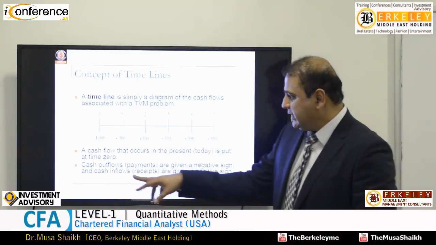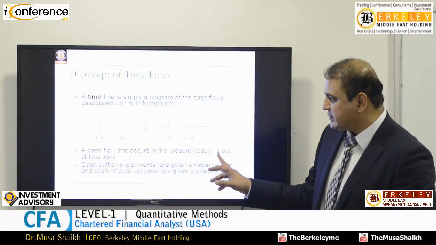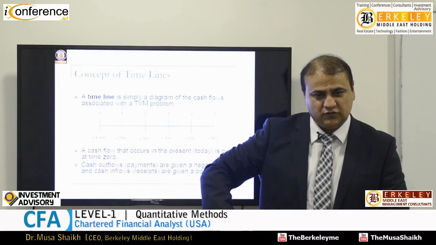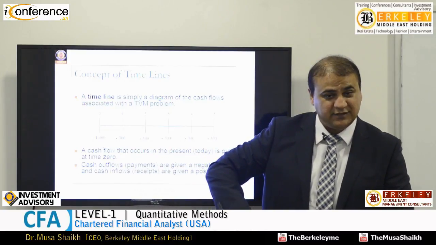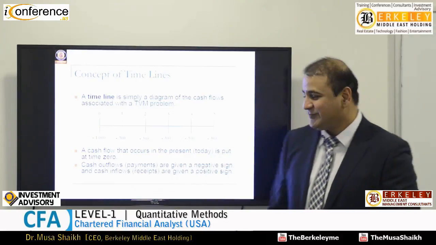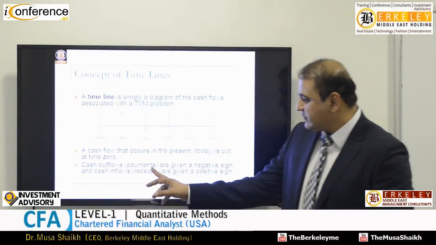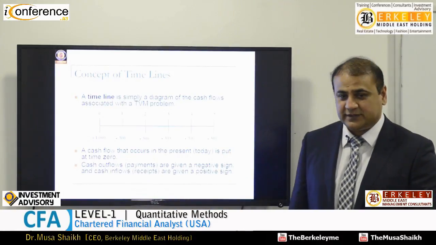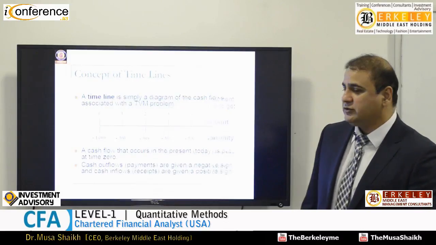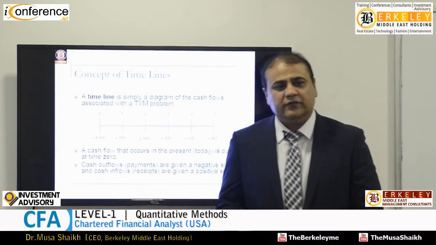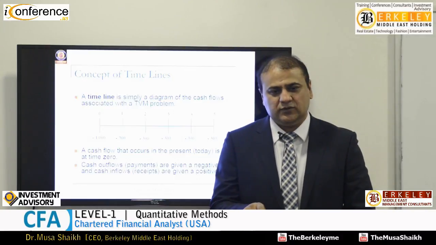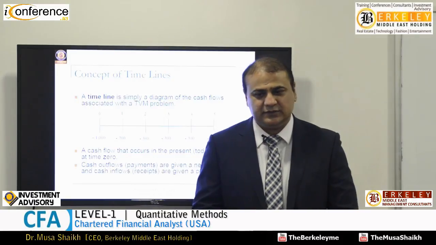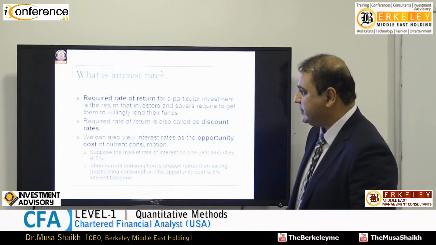A cash flow that occurs in the present is put at time 0 and it's always negative because it is going out. When the money is coming in, it is good, it should be plus. Cash outflow payments are given a negative sign and cash inflows are given a positive sign. While using a calculator, if you don't put the minus sign, your answer will vary, so we have to be very careful about it.